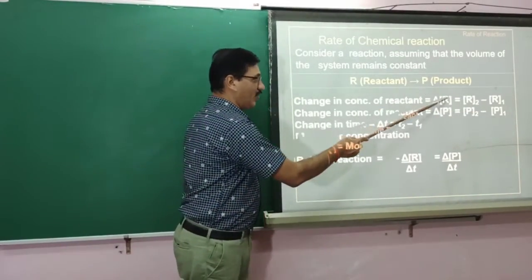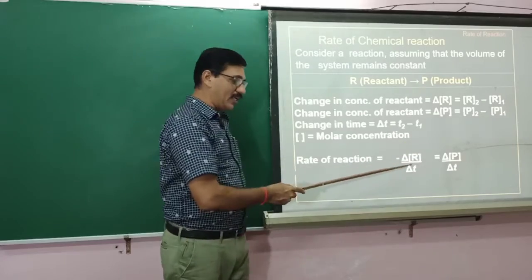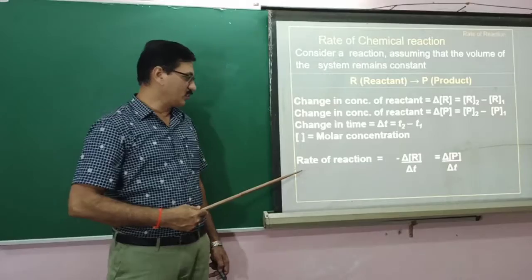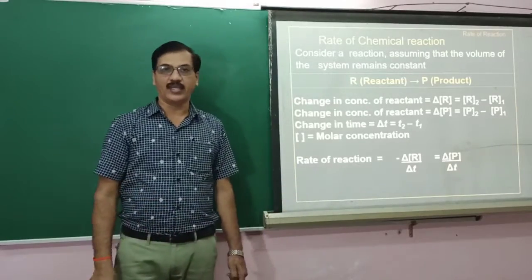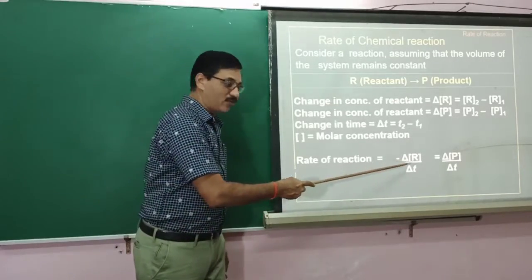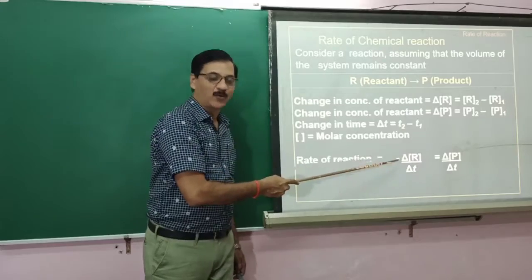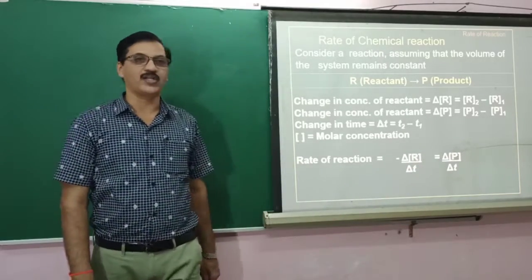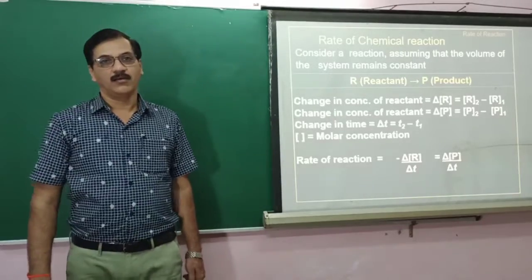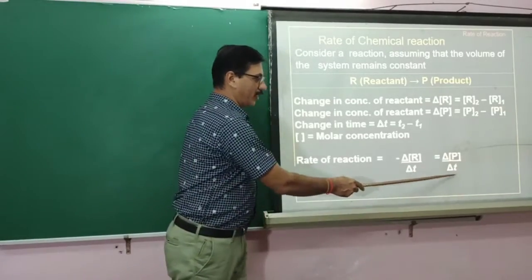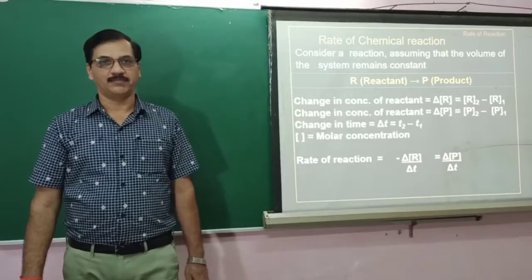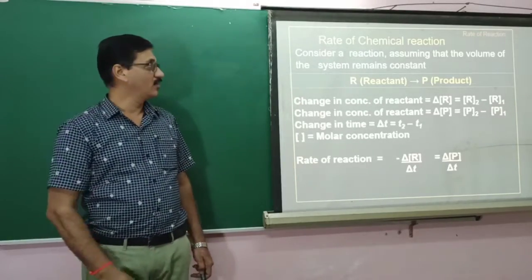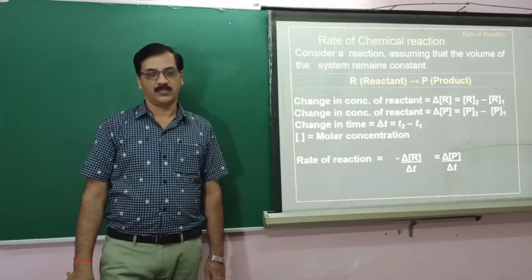So delta R will get a negative value, and by putting the negative sign over that, negative into negative makes positive. Since the rate of the reaction is a positive quantity, by giving the negative sign we are making this quantity positive, and it can be equated with another positive quantity, the change in concentration of product over the time taken for that. So this is the symbolic representation of the rate of the reaction.